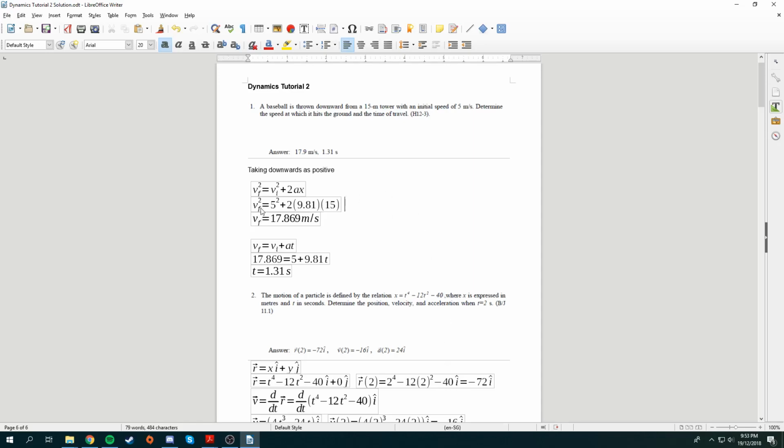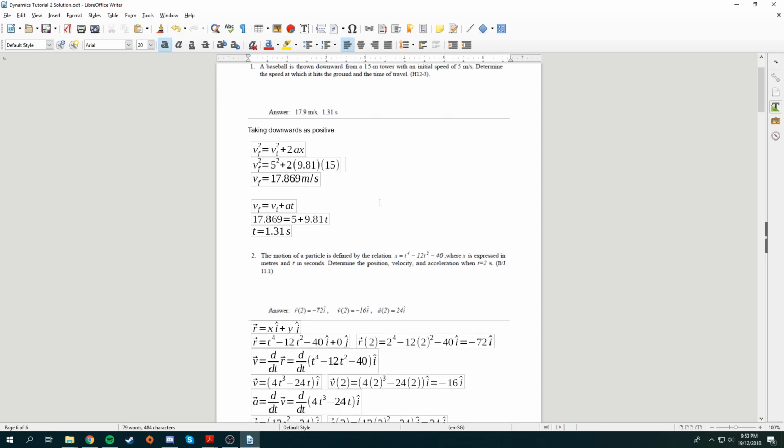Velocity final is the one that we do not know, but we have velocity initial, which is 5, so we put in 5 squared plus 2 times the acceleration, gravity, which is 9.81. Since it's going downwards and I take down as positive, this will be positive. Same goes for velocity, because the velocity is going downwards, but I take downwards as positive, hence it becomes positive 5 over here. And the displacement of 15 meters is also positive, even though it's going downwards, because like I said, I've declared downwards as positive. With that, I can find my final velocity.